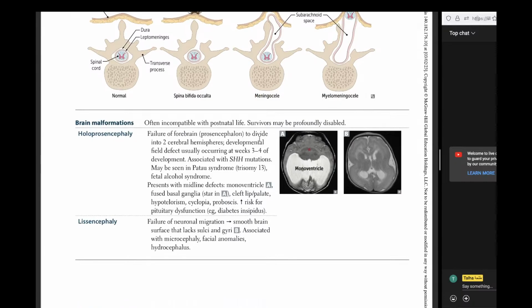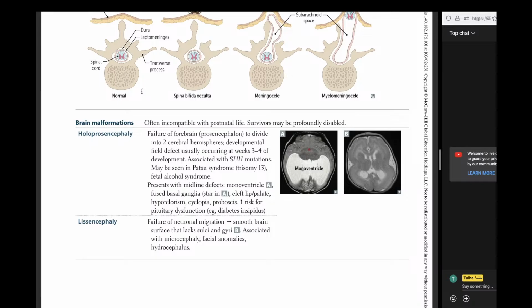Brain malformations are often incompatible with postnatal life. Survivors may be profoundly disabled. So you have holoprosencephaly. This is a failure of the forebrain, the prosencephalon, to divide into two cerebral hemispheres. It is a developmental field defect usually occurring within weeks 3 to 4 of development, associated with sonic hedgehog mutations, and may be seen in Patau syndrome, trisomy 13.